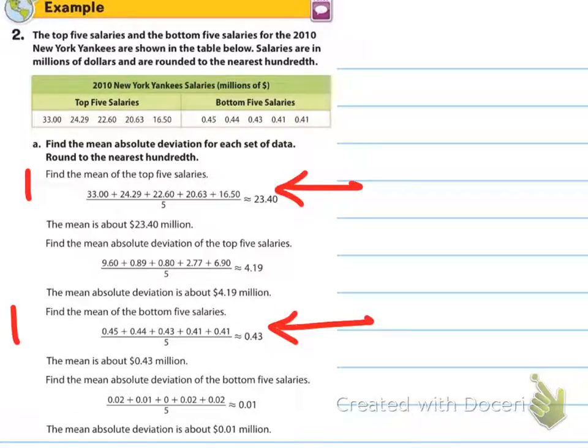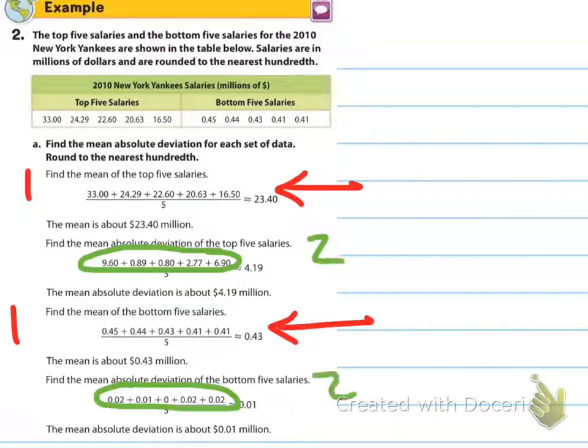Step 2 is going to be finding the deviation of each of the 5 salaries. So that's when you found these numbers. Okay, so step 2 is to find those numbers. But then to actually find the mean absolute deviation, we're going to add those differences between the mean and the actual numbers all together, divide by how many there are, and this ends up being our mean deviation.